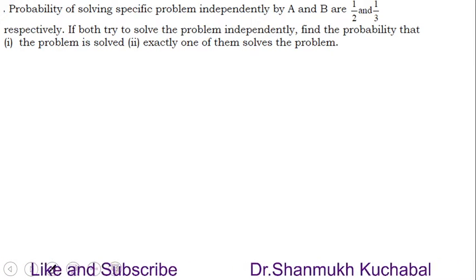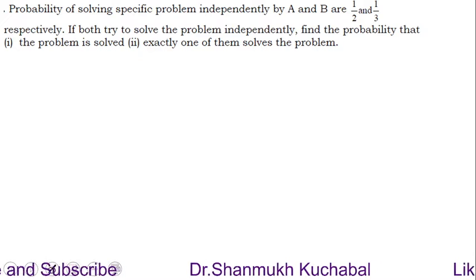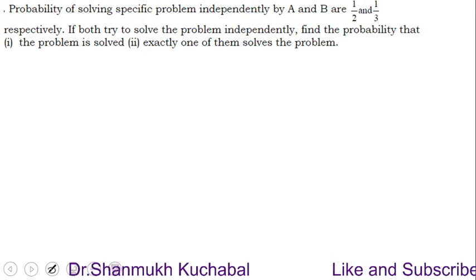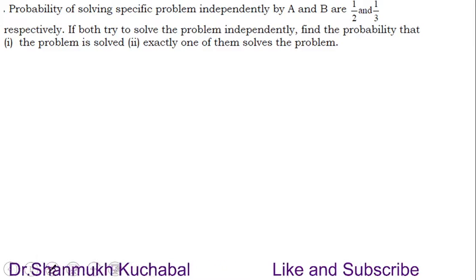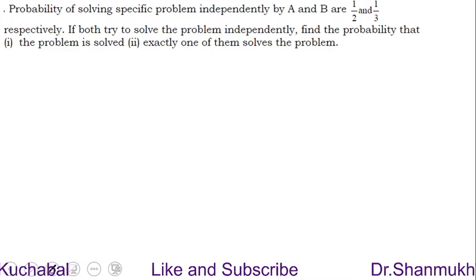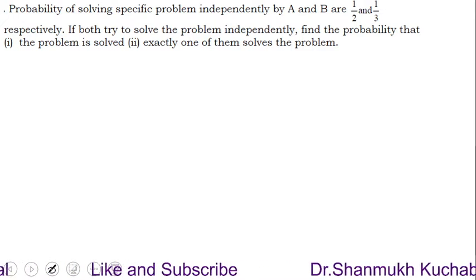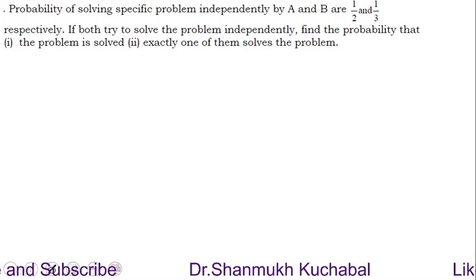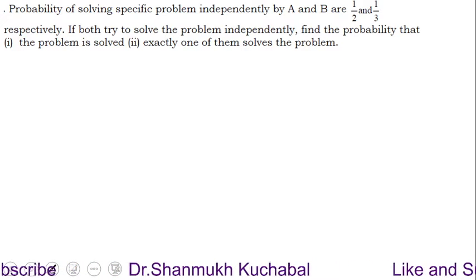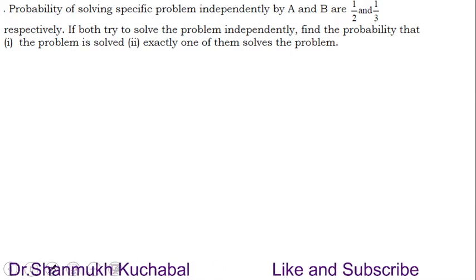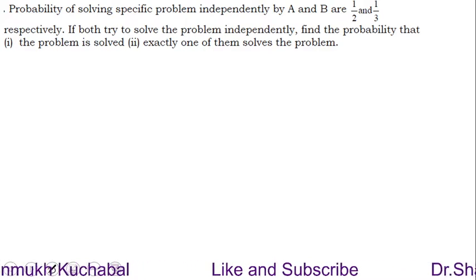The probability of solving a specific problem independently by A and B are 1 by 2 and 1 by 3 respectively. That is, probability of A is 1 by 2, probability of B is 1 by 3. If both try to solve the problem independently, find the probability that the problem is solved is the first sub question, and the second sub question is exactly one of them solves the problem.